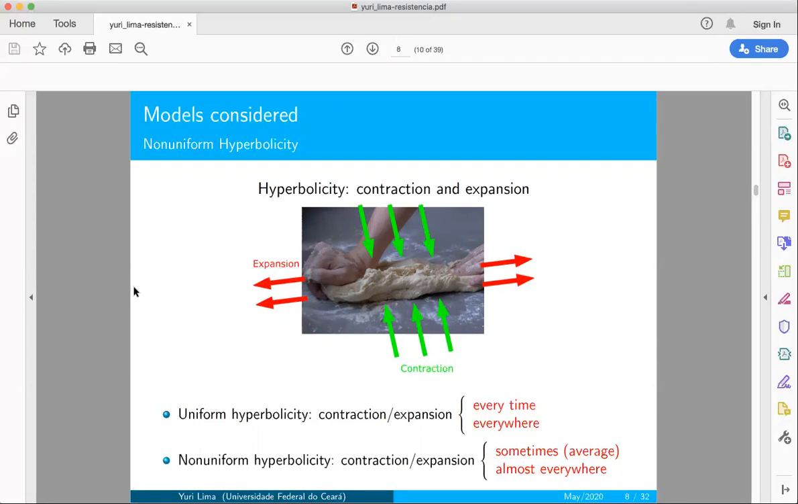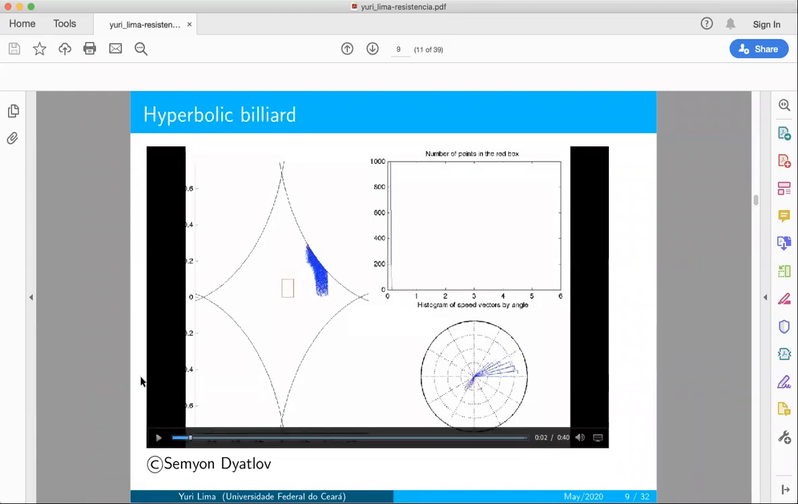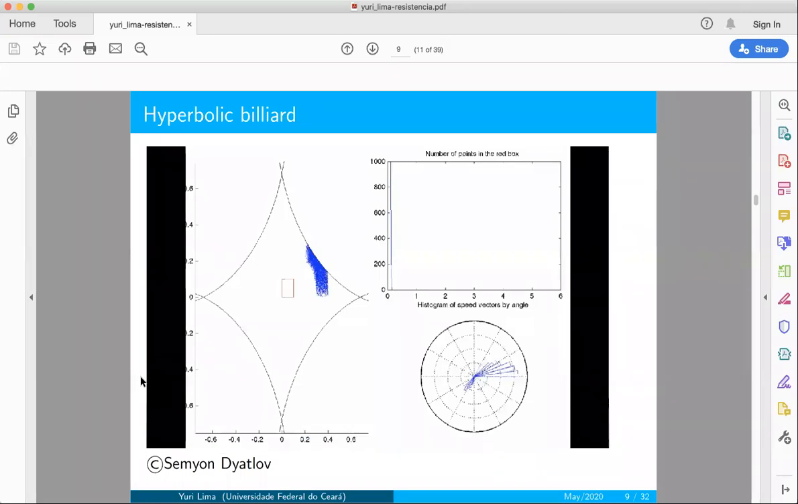So let me give you concrete examples, given by billiards. The difference between these examples is that I will change the table in which the billiard is defined. The first example is what is known as a hyperbolic billiard or a Sinai billiard. To explain what I mean, it is this table, which has four pieces in the boundary.